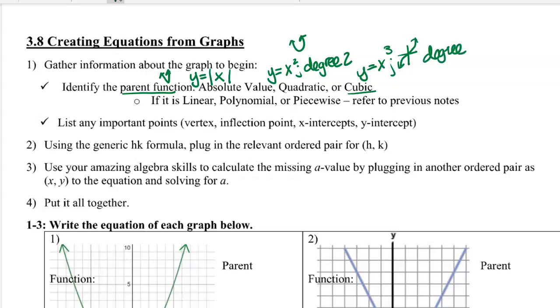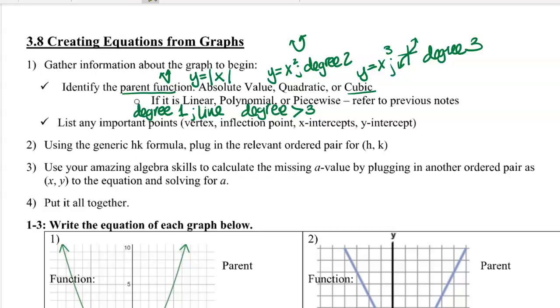Okay, degree of 3. And then remember, we also had linear, which is a degree of 1, which is a line. Okay. Linear, it's a line. Polynomial, students, it's an equation that would be a degree that's, in this particular case, bigger than 3, since we say degree of 3 is cubic. And then piecewise, which is when we had multiple pieces, okay.